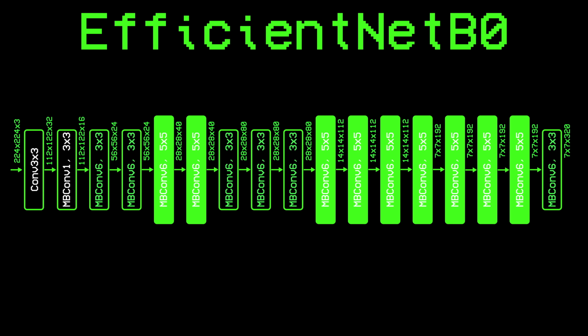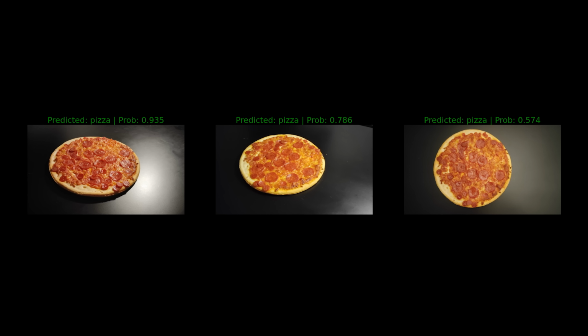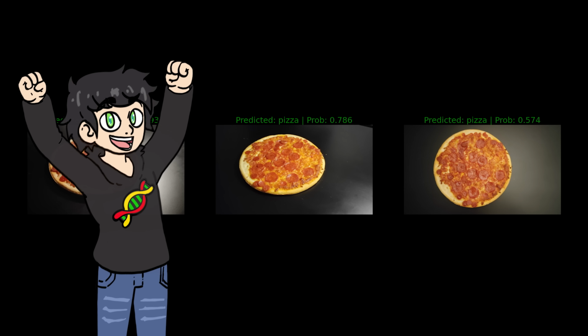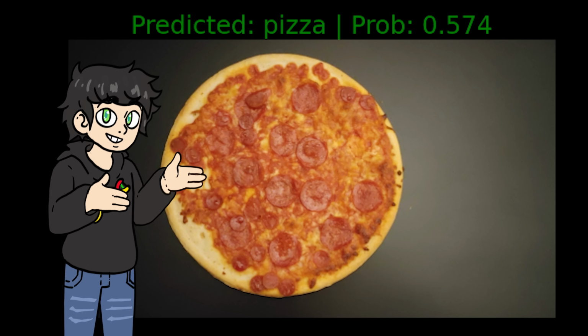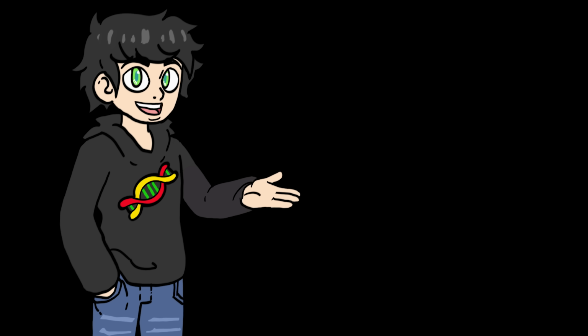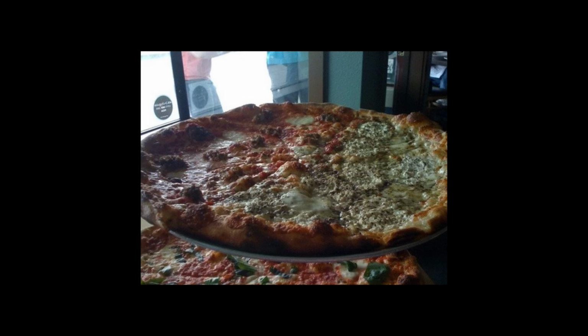And now for the moment of truth. Let's see if my beautiful EfficientNet B0 can get this right. Okay, here are the results for the pizza pepperoni. Woo! Let's go! It got everything right. It kind of struggled a bit with this one. I'm guessing this is because most of the training images were taken from the side and not from the top.